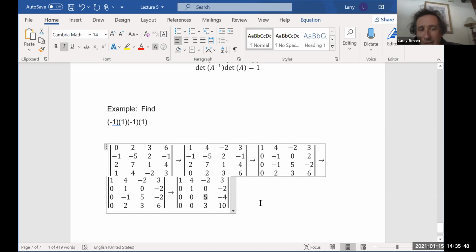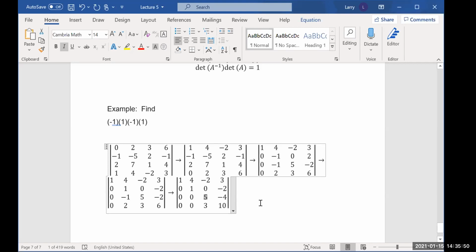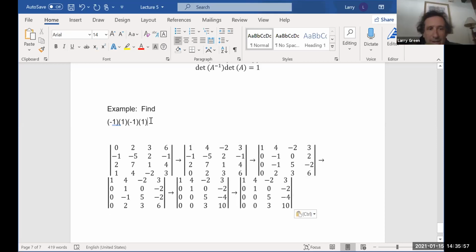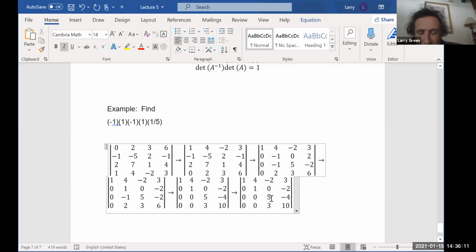I have a 5 there. What would I like it to be? A 1. So what row op do I do? Multiply row 3 by 1/5. So that changes the determinant because now we're doing row op 2. You're going to multiply the determinant by 1/5. Got it? And when I do that, that 5 becomes a 1. The -4 becomes -4/5. Any questions on that?